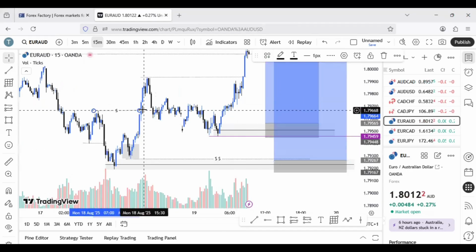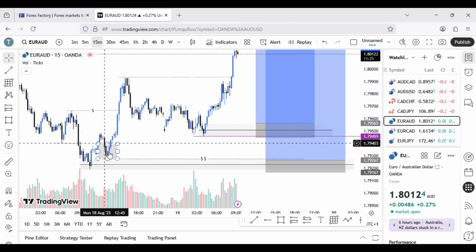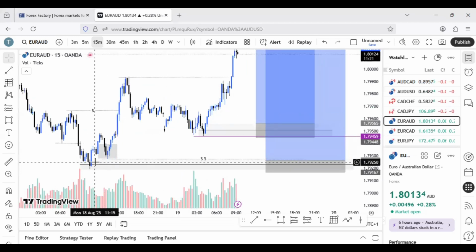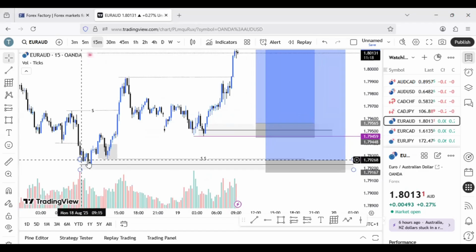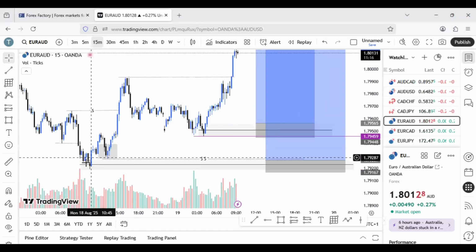When I call it shift, I don't like calling it change of character. So you need to get used to that. But this is also a valid area. But then this origin is unmitigated. It's clearly unmitigated. So you might just see one long wick. I just tapped into it and it flies.